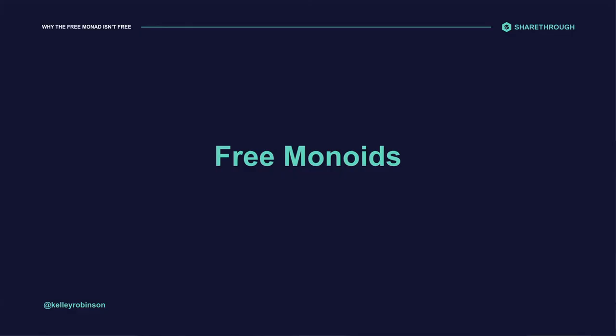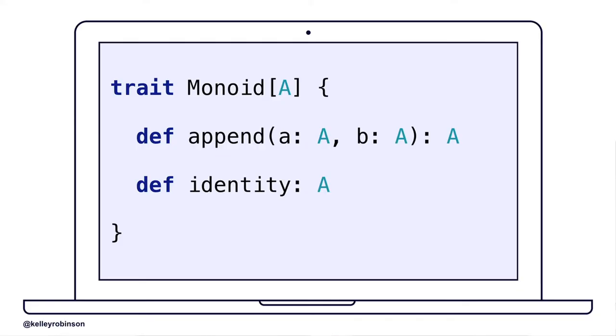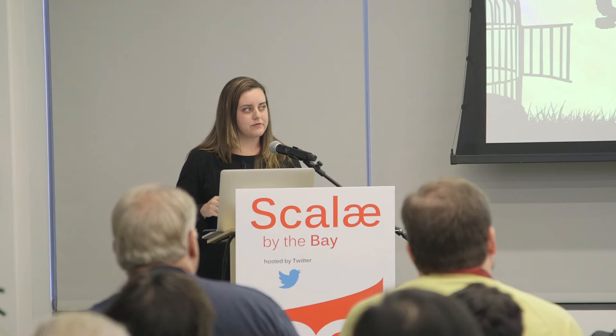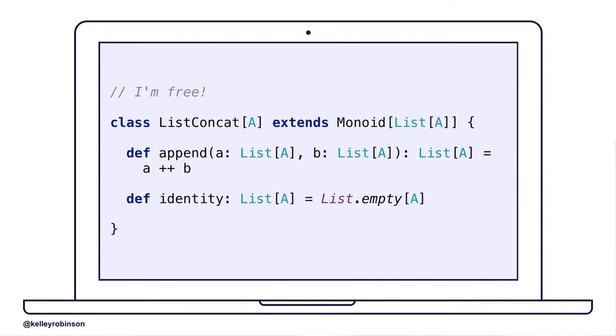So let's revisit our building blocks. Let's talk about what it would mean to be a free monoid. So a quick refresher, we have monoids, the append method and the identity method. In order for a monoid to be free, we can't lose any input data while we're doing that append step. And we want to keep it free from interpretation. So let's look at an example of what this would mean. A list concatenation could be a really good example of a free monoid, because when you take two lists and shove them together, you're doing just that. You're just shoving the data together and creating a new list that has no interpretation of the underlying type. You're not losing input information about what came into the append function.